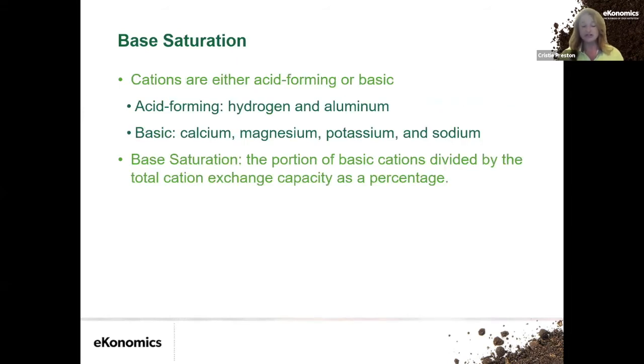Base saturation, on the other hand, is a component of CEC in that it takes into account the basic cations that are present in the soil. When you look at cations, they're either acid forming, which are hydrogen and aluminum, that's our soil acidity. The basic cations, calcium, magnesium, potassium, and sodium, are added together and divided by the cation exchange capacity to get a percentage of what cations are present as the base saturation.